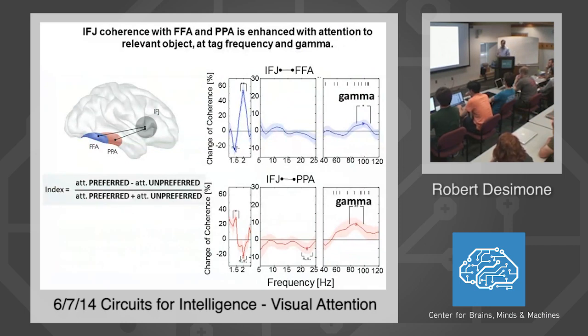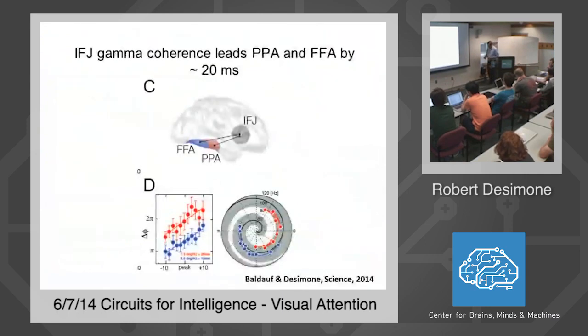And this gamma frequency coherence is, to us, the exact parallel to what we saw between the frontal eye field and V4 when the monkeys were attending to locations. And now it's for objects and people, and this IFJ area as opposed to the frontal eye field. Does that make sense? So we would say that possibly the IFJ functions as sort of the parallel to the frontal eye field in terms of how it is interacting with these two areas.